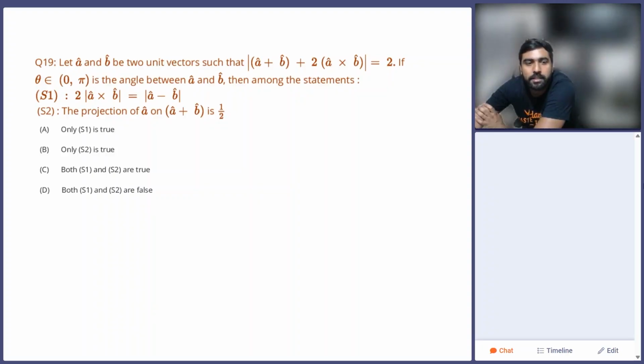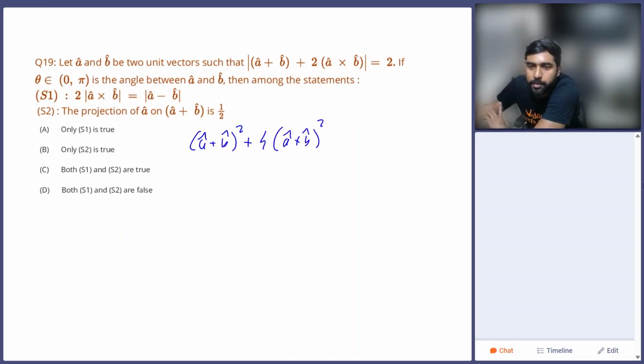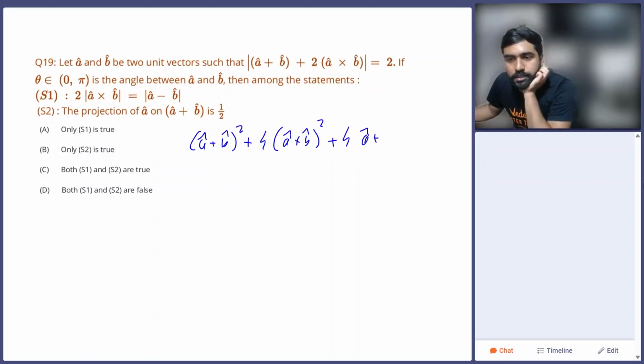Okay. Theta belongs to 0 to pi is the angle between a cap, b cap. Then amongst the following statements, what can you comment about the truth of these statements? Okay. All right. So for the magnitude, just take a square on both sides, and I can write |a cap + b cap|² + 4|a cap × b cap|² + 4 times (a cap + b cap) · (a cap × b cap), that's equal to 4.